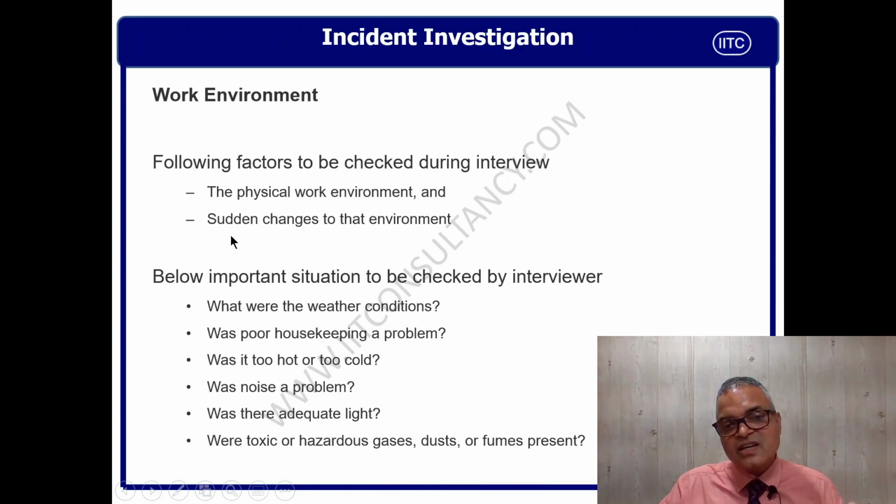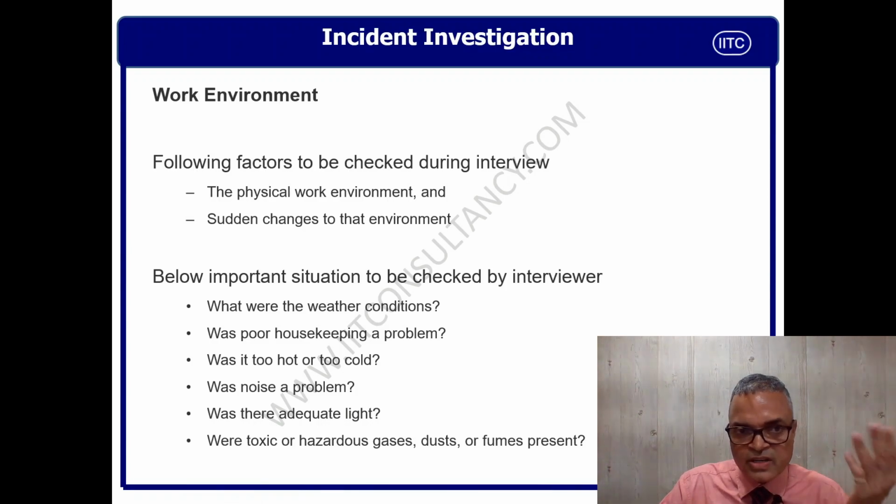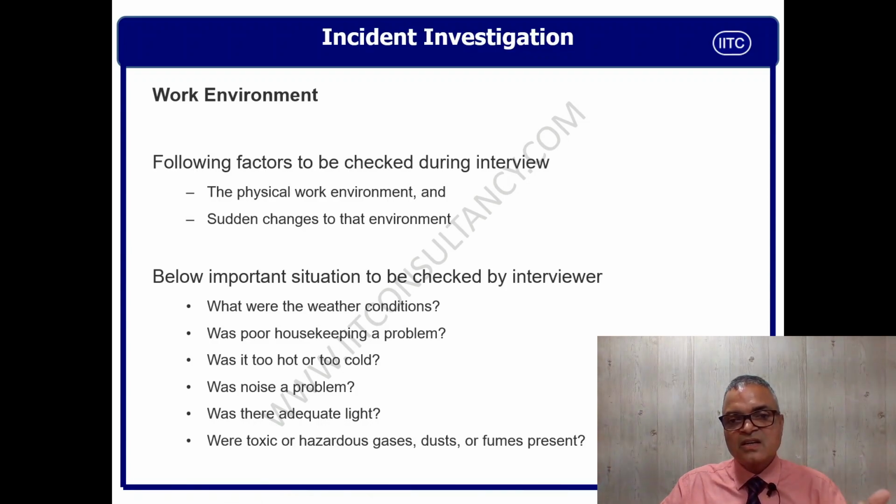Was all of a sudden air conditioning failed to work? Was there a sudden high noise in the working environment? Was there a sudden slip and trip or some chemical spill? So this we need to identify while we are doing investigation of the work environment.